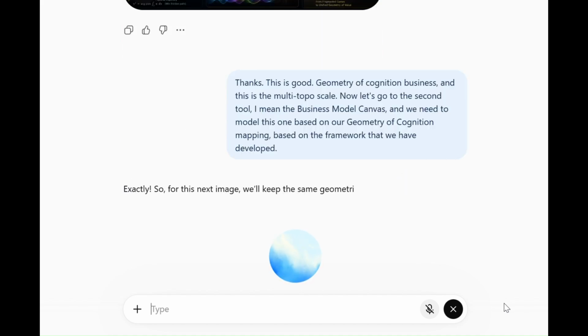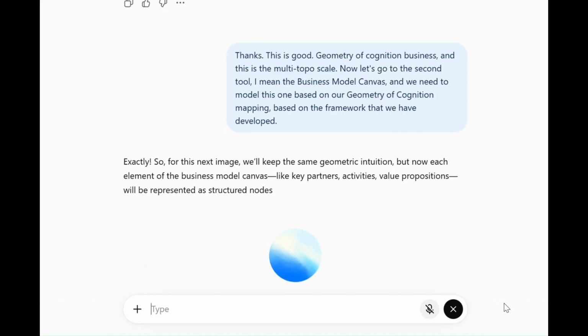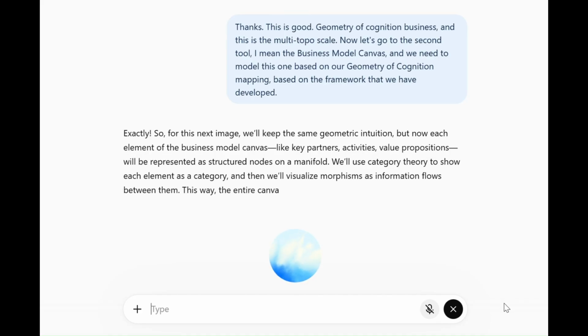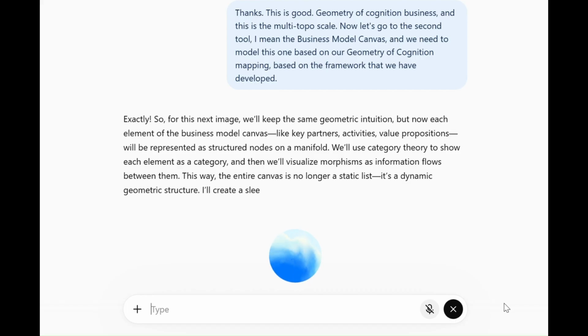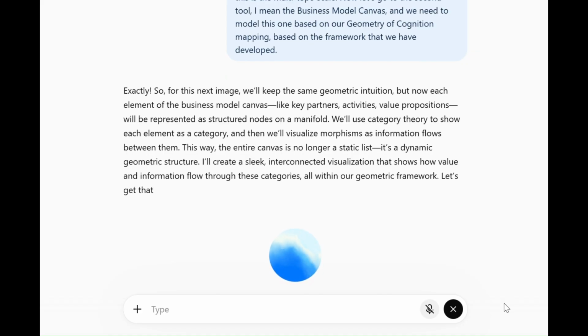Exactly. So for this next image, we'll keep the same geometric intuition, but now each element of the business model canvas, like key partners, activities, value propositions, will be represented as structured nodes on a manifold. We'll use category theory to show each element as a category. And then we'll visualize morphisms as information flows between them. This way, the entire canvas is no longer a static list, it's a dynamic geometric structure. I'll create a sleek, interconnected visualization that shows how value, flow, and information flow through these categories, all within our geometric framework. Let's get that image designed next.